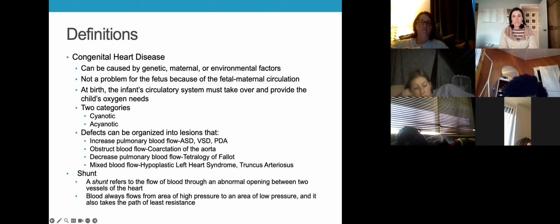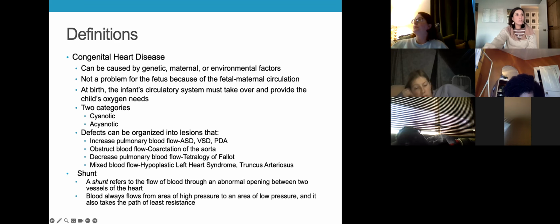And then you can have a PDA, which is a patent ductus arteriosus, and that is part of fetal circulation from the pulmonary artery to the aorta that didn't close after birth like it was supposed to. So we can treat those with either indomethacin or ibuprofen. We are starting to use Tylenol as well for treating those. And if we can't treat a PDA with medication, there are surgical options to correct that if it doesn't respond.